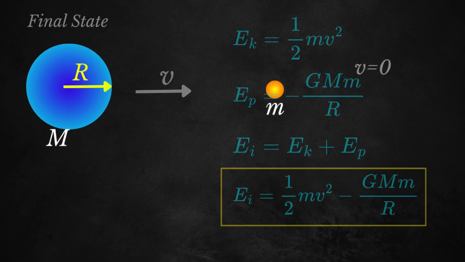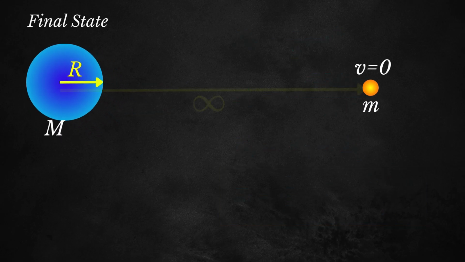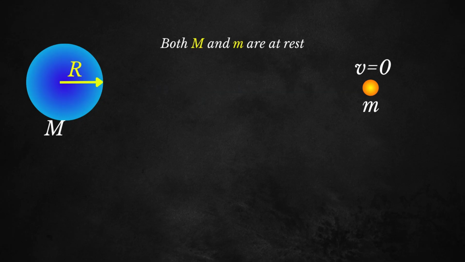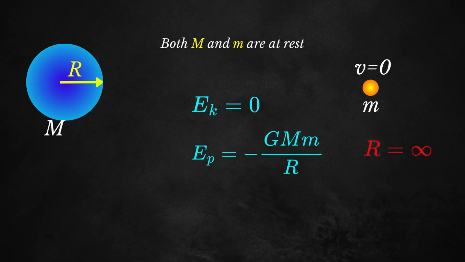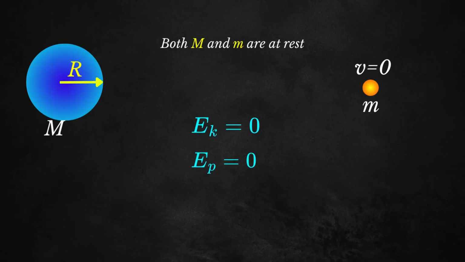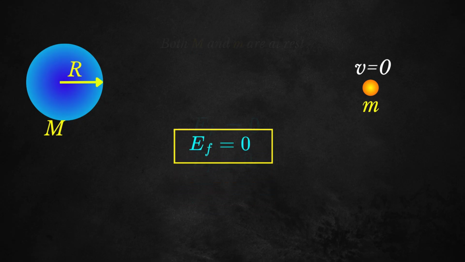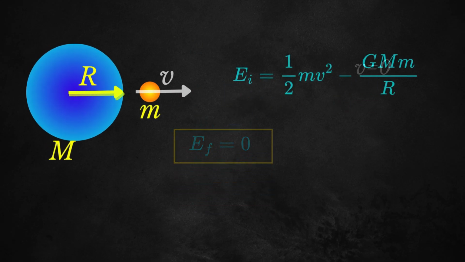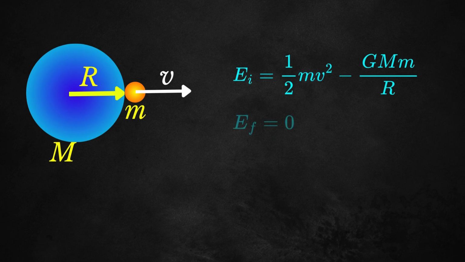In the final state, the projectile is at rest, so its kinetic energy is zero. Since the distance is infinite, the gravitational potential energy is also zero. Therefore, the final mechanical energy is zero. Using conservation of mechanical energy, the initial energy equals the final energy.